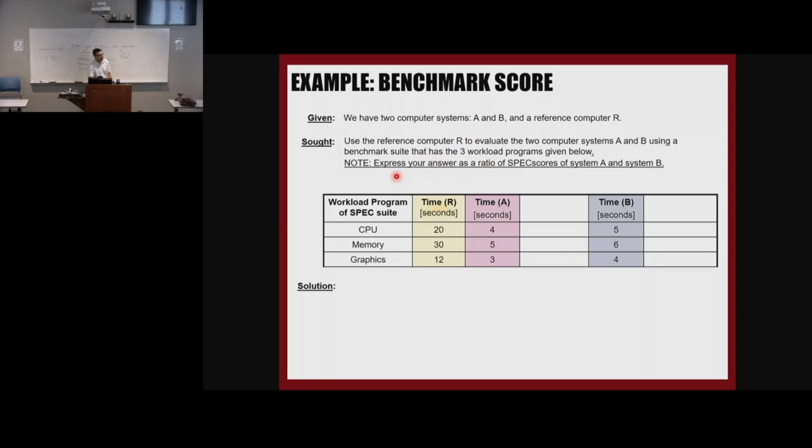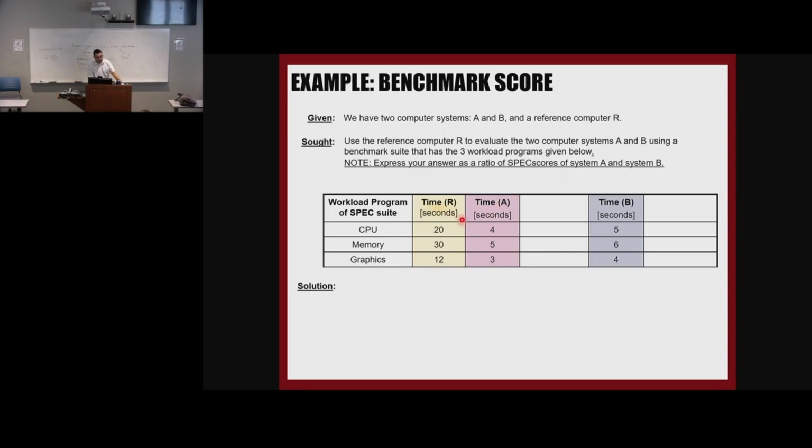So I put this note: instead of expressing your answer as a ratio of SPEC scores of systems A and B, I'm not looking for you to calculate the execution time and compare them. You have to actually calculate the SPEC ratio. If in the exam I ask for it, I want to see the SPEC ratio, and then I want to see the geometric mean. If it says specifically to use a SPEC score, you have to solve it through a SPEC ratio.